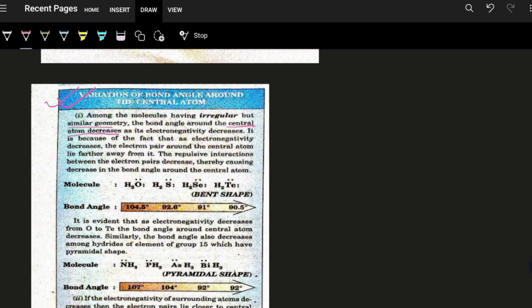They are having similar geometry, but irregular bond angles, because when we move from oxygen to sulfur to selenium and to tellurium, what is happening in the periodic table? The electronegativity actually decreases. See, electronegativity decreases from oxygen to tellurium around the central atom. So when electronegativity decreases, what happens? And if electronegativity is more, what happens? If electronegativity is greater, then the bond angle is greater.